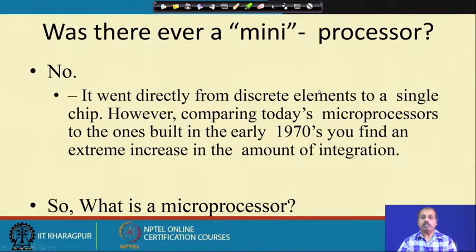Was there any mini processor that way? We are talking about general processor, we are talking about microprocessor. Was there any mini processor? The answer is no. It went directly from discrete elements to a single chip.